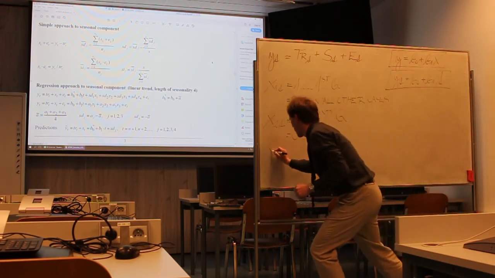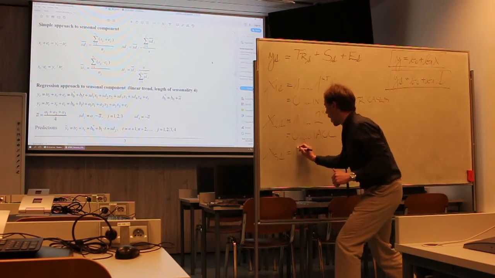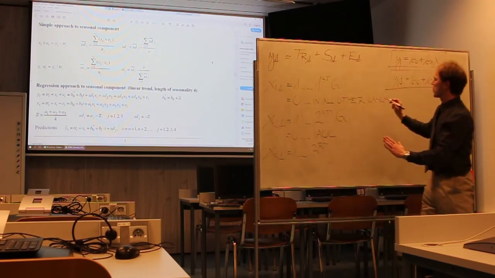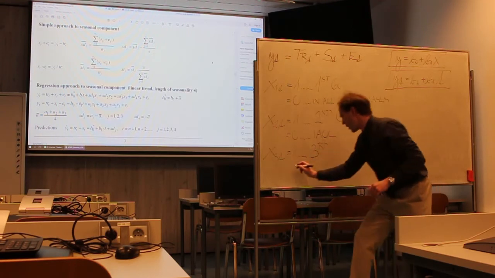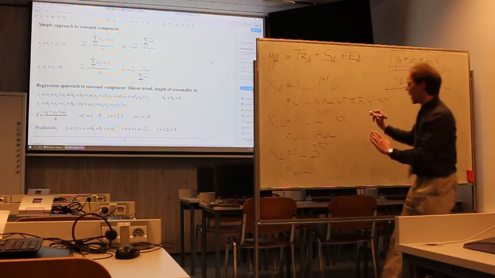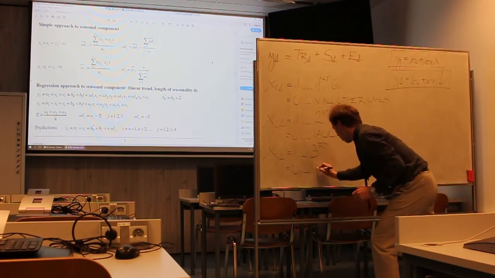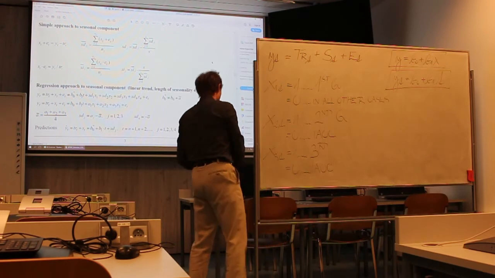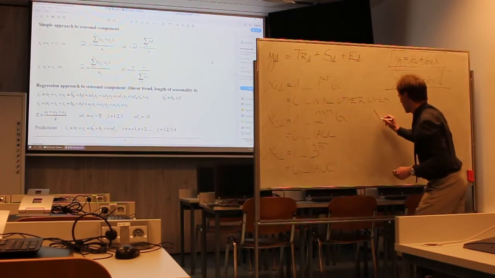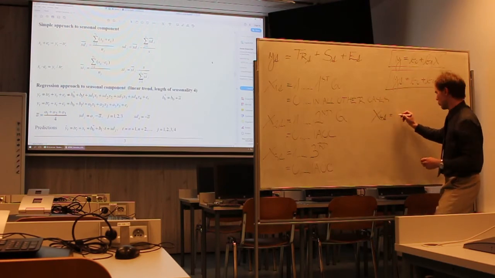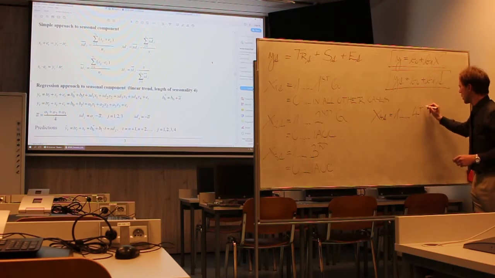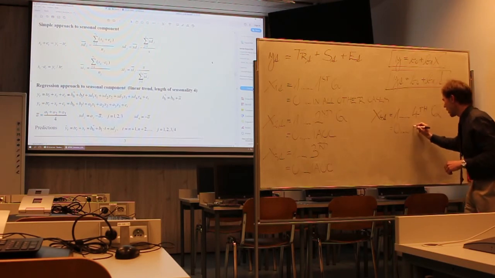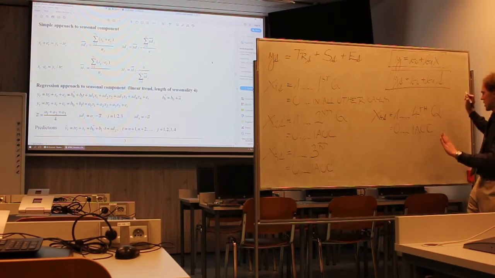Another variable x3 at time t is equal to 1 in the case that we have the third quarter of the particular year, and this variable is equal to 0 in all other cases. And finally we have a variable x4 at time t, which is equal to 1 in the case that we have the fourth quarter of the particular year, and this variable is equal to 0 in all other cases.